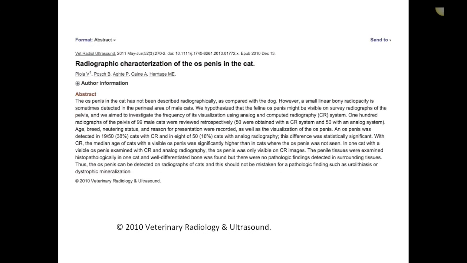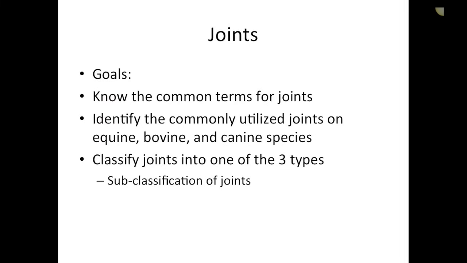But instead, what they're finding out with better quality radiographs and digital radiographs is that some cats actually have tiny, tiny, tiny little os penises. Probably not that interesting to you. I was really interested. So that's the study if you want to read it. Okay, moving along.